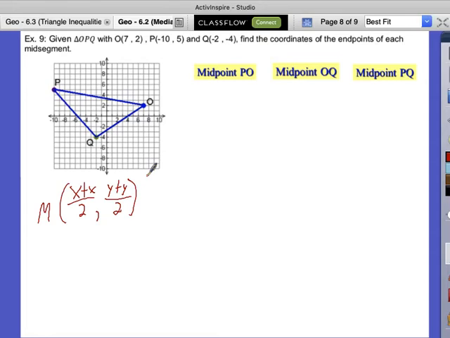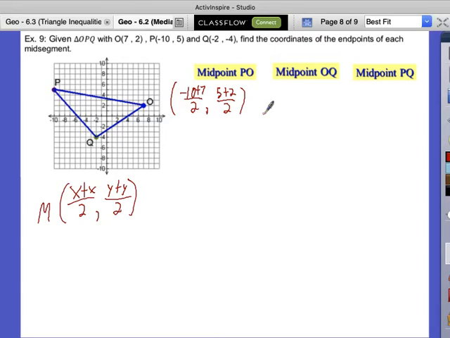So for PO, what two numbers would I add together for the x's? Negative 10 plus 7. Thank you, Jessica. Divided by 2. What two numbers would I add together for the y's? 5 plus 2. We add these numbers, and that's how we find our midpoint when we go through and complete these fractions. We've done this before, haven't we? Yes, this comes back from chapter 1.